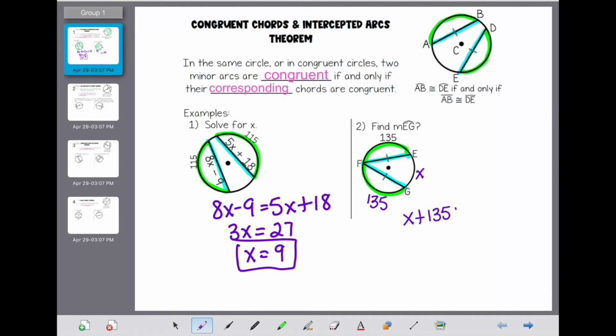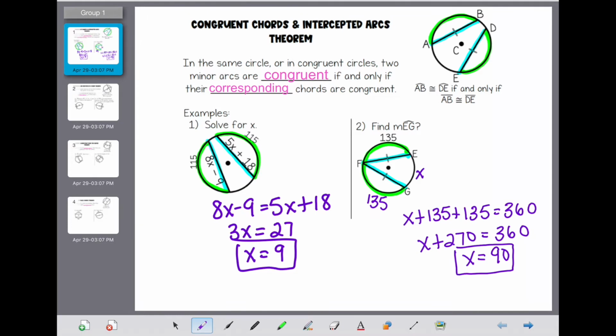So remember that if I add up all of the arcs in a circle, it will always equal 360 degrees. So that's what I'll do to solve for x. You could, of course, solve this a little bit differently. You could just add the 135s together to get the 270 and subtract from 360. You do not need to set up an equation. But if you're practiced in solving equations, it makes it easier when you get to something where you have to use an equation.